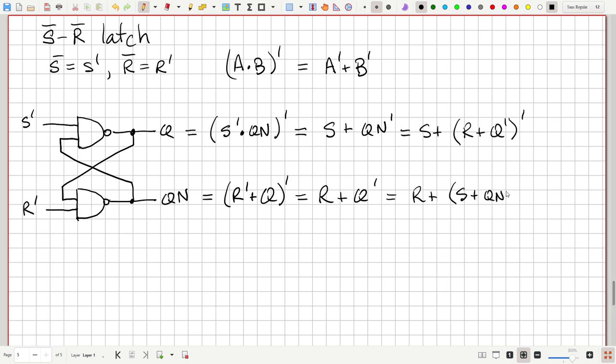S or not QN, and negate the whole thing. Now we have another version of De Morgan's law for the NOR gate, right? So if we do A or B and negate that, that's the NOR operation. And we know that that is equal to the AND operation on the negated inputs. So we can use that over here to express this R or Q prime, primed, as S or, and then the AND of the negations of those. So that would be R prime and Q prime prime, which would be Q. And then down here, likewise, this would be R or negate the S, AND it with the negation of QN. So QN double prime is just QN, double negation.